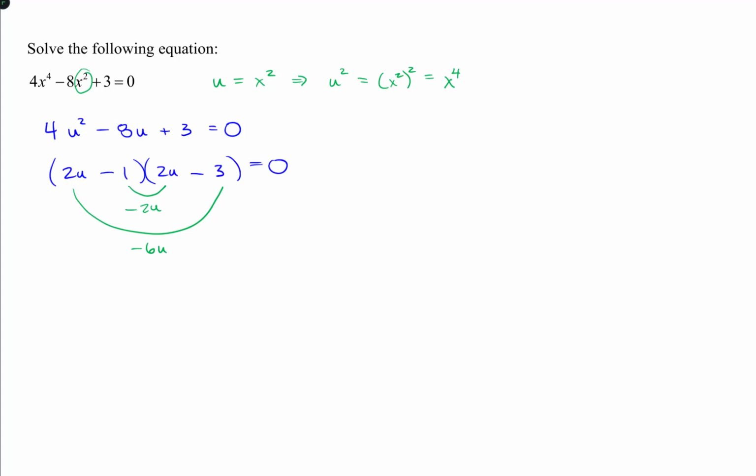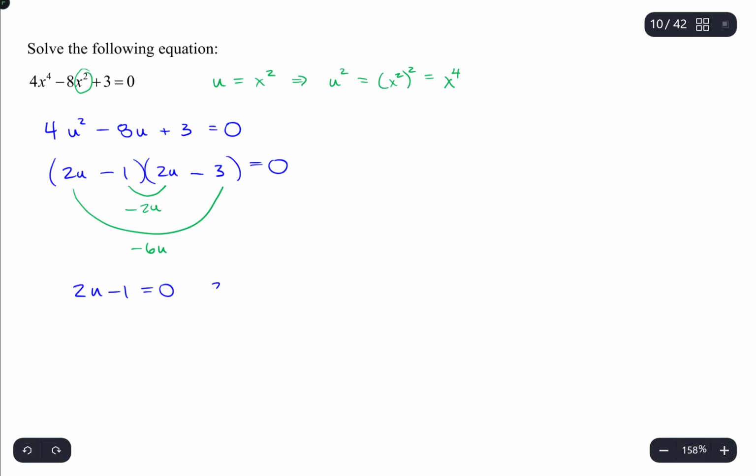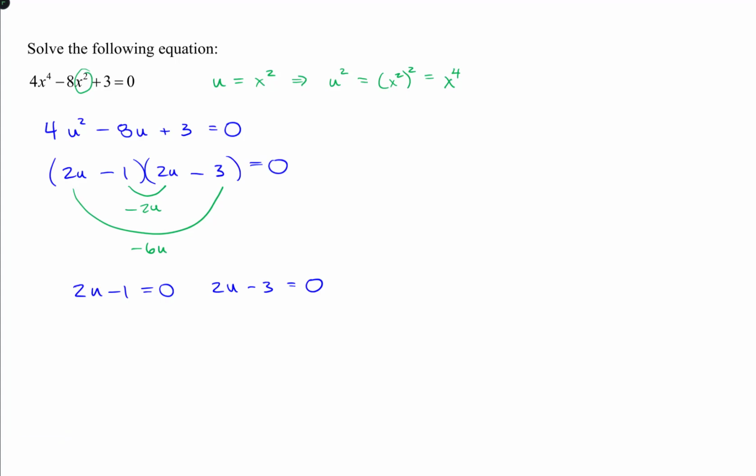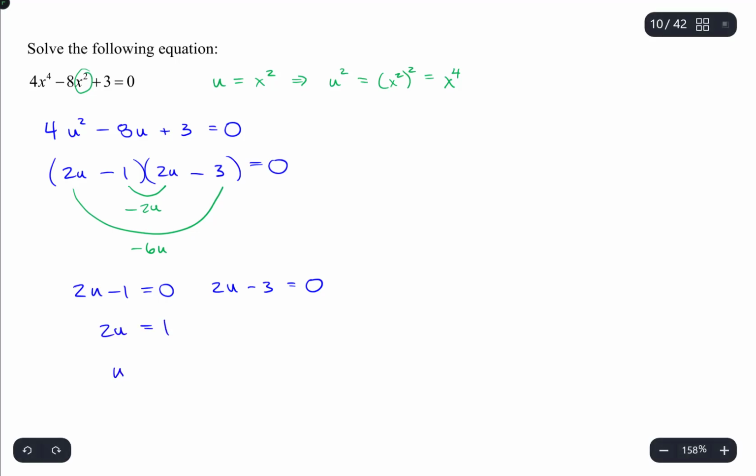Now, the next thing that I would need to do is take each of these, so 2u minus 1, and set them to 0. And 2u minus 3 equals 0. Now, these are linear in the variable u, so I just solve them by getting u by itself. So 2u equals 1, or u equals 1/2. And in this case, 2u equals 3, or u equals 3/2.